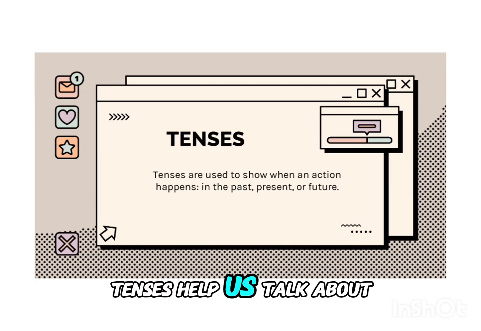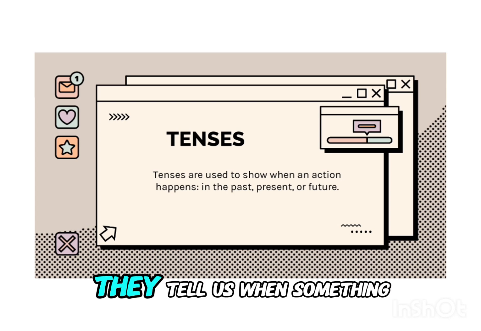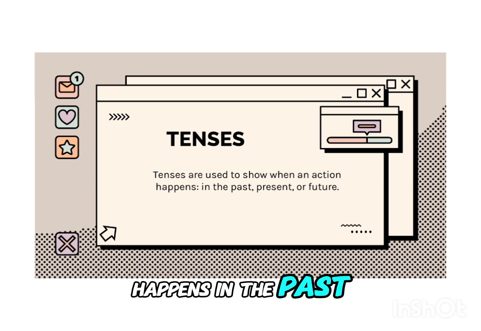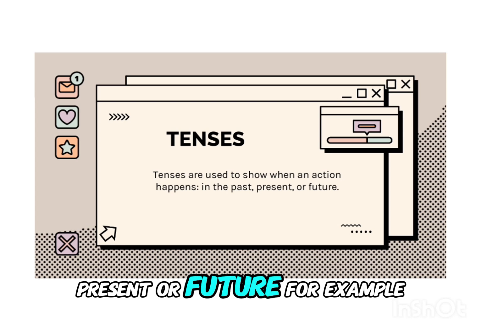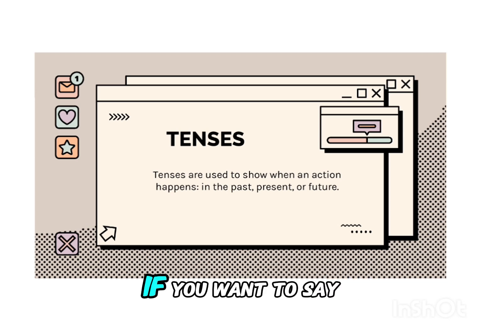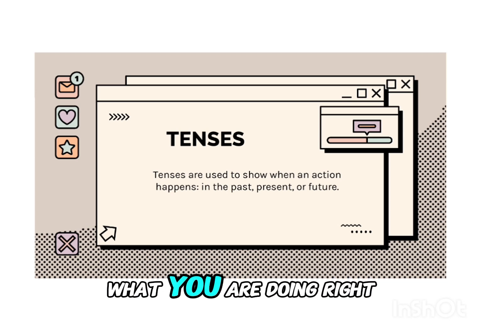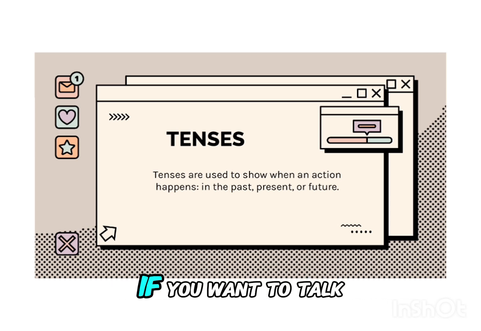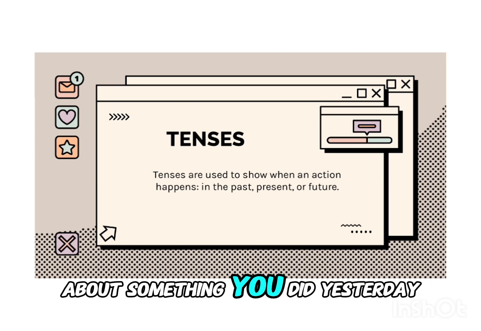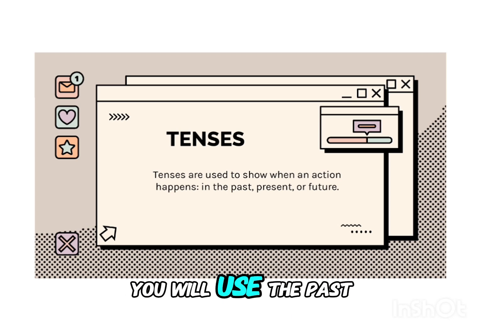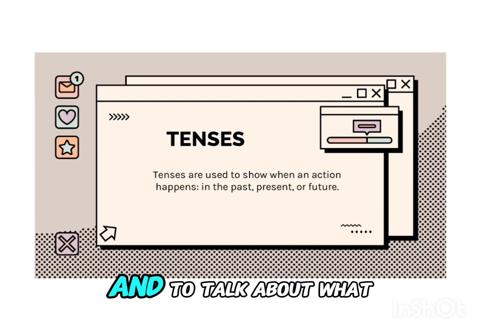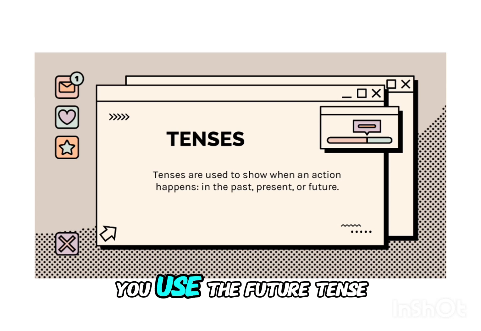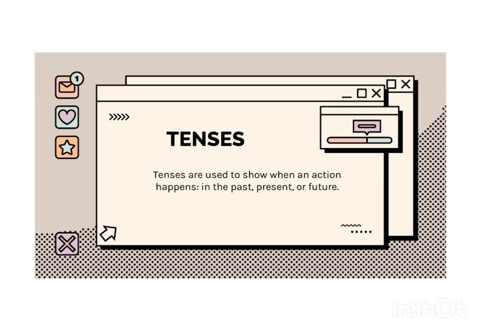Tenses help us talk about time. They tell us when something happens, in the past, present, or future. For example, if you want to say what you are doing right now, you will use the present tense. If you want to talk about something you did yesterday, you will use the past tense. And to talk about what you will do tomorrow, you use the future tense.